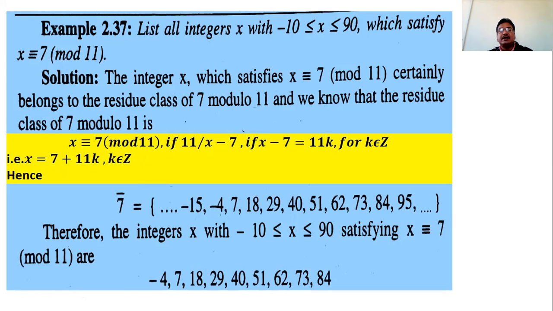Now we substitute values of k from the set of integers, and we get 7 bar, the equivalence class of 7. So what is the equivalence class of 7? Our residue class of 7 is denoted by 7 bar. This is the residue class of 7 modulo 11. That is, the set of x from Z such that x is congruent to 7 modulo 11. That is, the elements satisfy x equals 7 plus 11k, and we substitute k as an integer.